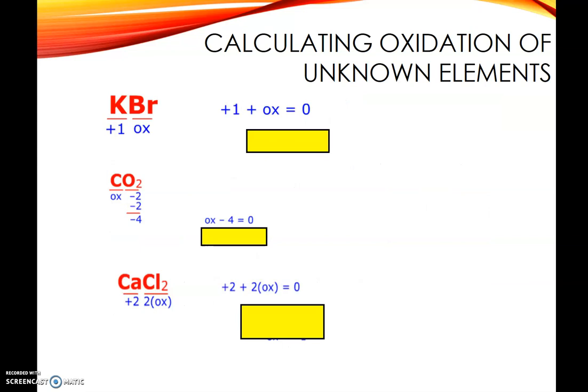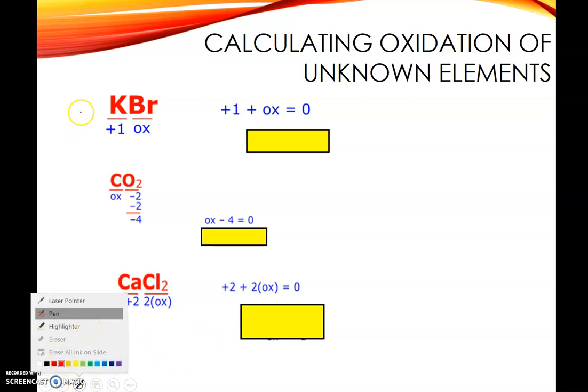So, how to calculate the oxidation number of an unknown element. If you've got potassium bromide, you know that potassium is in group 1. So when it combines to bromine, it's going to have an oxidation state of +1. So what we can do is set up this simple equation, which is the sum of the oxidation numbers equals the charge.